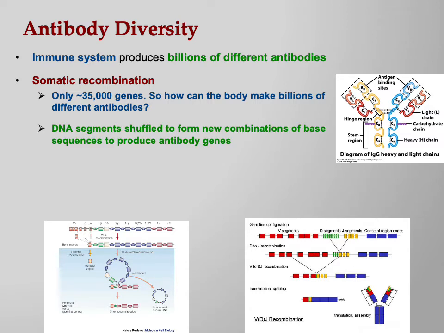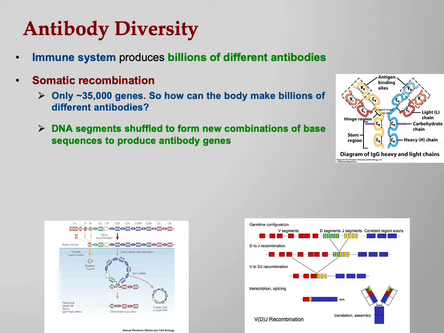Well, DNA segments are shuffled to form new combinations of base sequences to produce antibody genes. It's kind of like, I said before, imagine a deck of cards. There are 52 cards in a deck of cards. Now, does that mean then that there are only 52 sequences that you can lay out of cards? No. When you shuffle a deck of cards, you get a peculiar, individual arrangement.